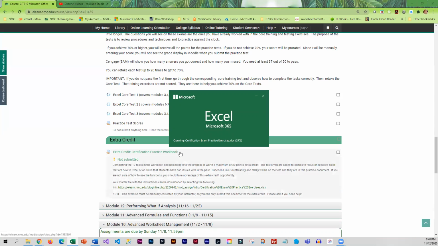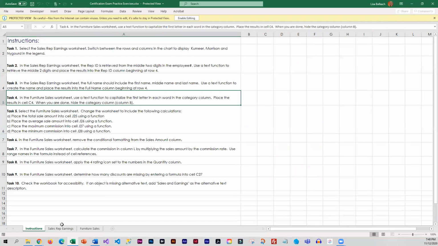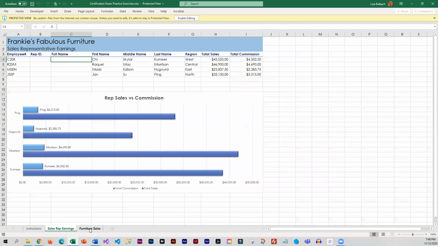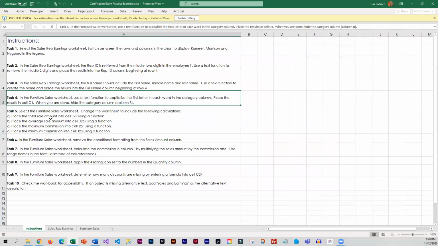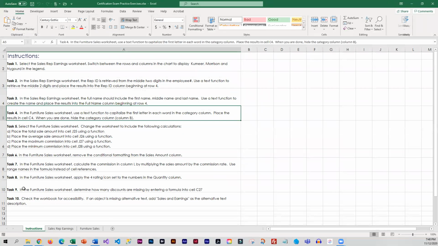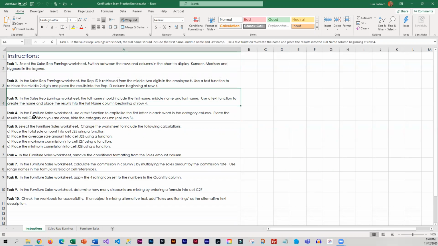And once this opens, if it ever opens, you'll see it's a multi-sheet workbook. And there's instructions. Okay, so I've got a couple different worksheets here. And then I've got instructions. Okay, so there are 10 tasks. So basically, you are going to go through and complete each task.